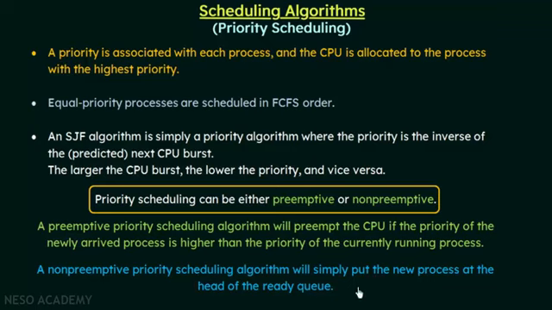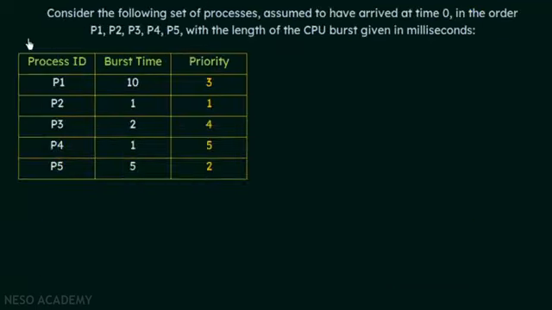Alright, now let's take some examples to understand this in a better way. So here we have an example. Consider the following set of processes, assumed to have arrived at time 0 in the order P1, P2, P3, P4, P5, with the length of the CPU burst given in milliseconds. So here we have a table with process IDs P1 to P5, and we are given their burst times, and the priority. They have arrived at time 0 in this order. And burst time is the time that a process will take for its execution.